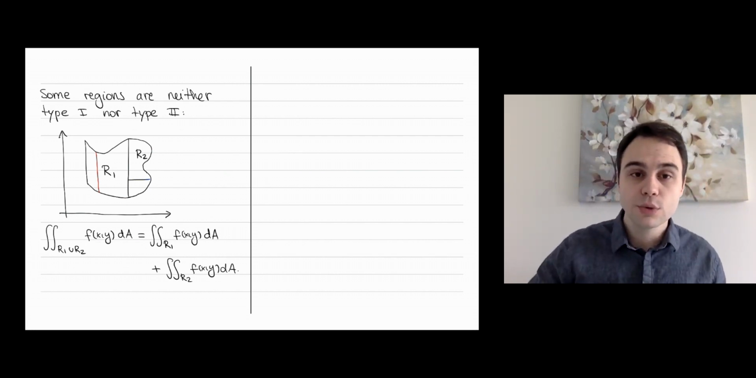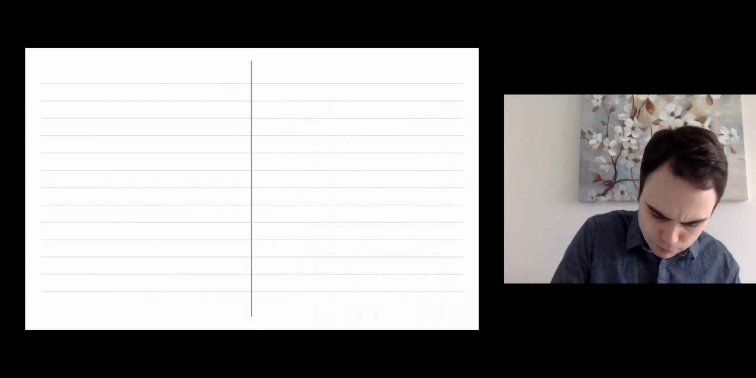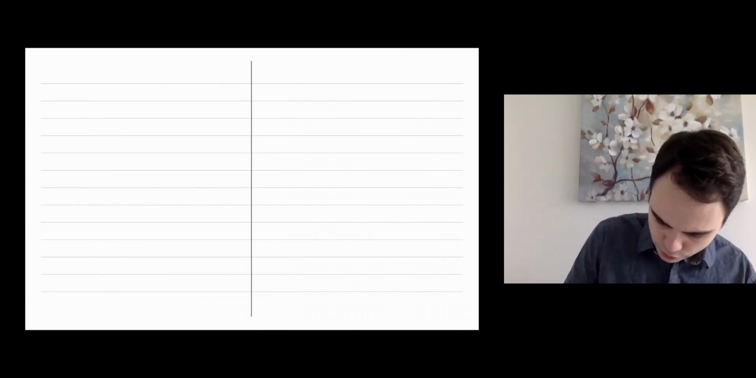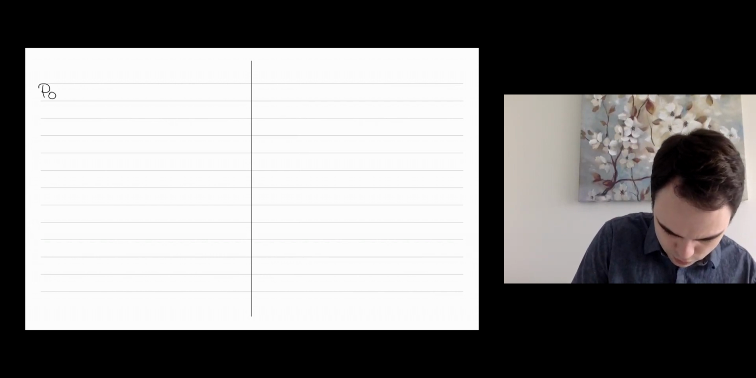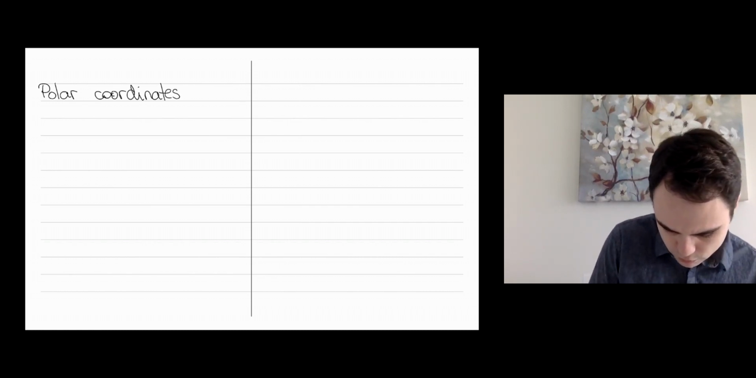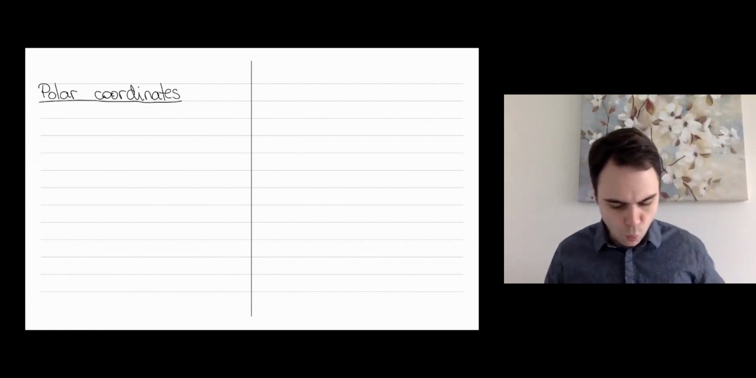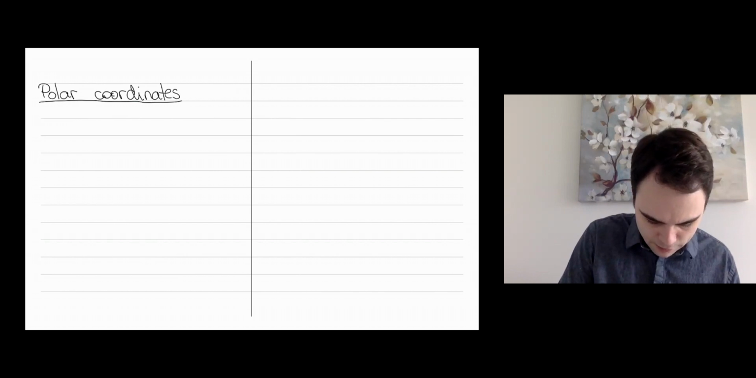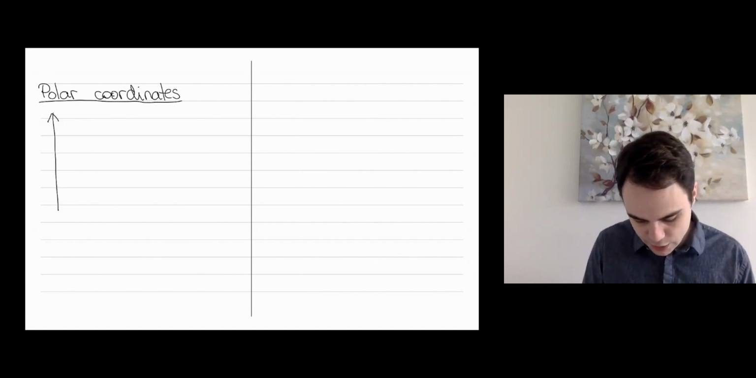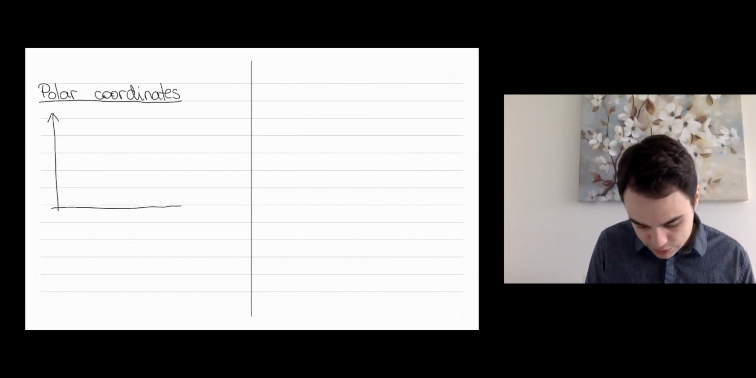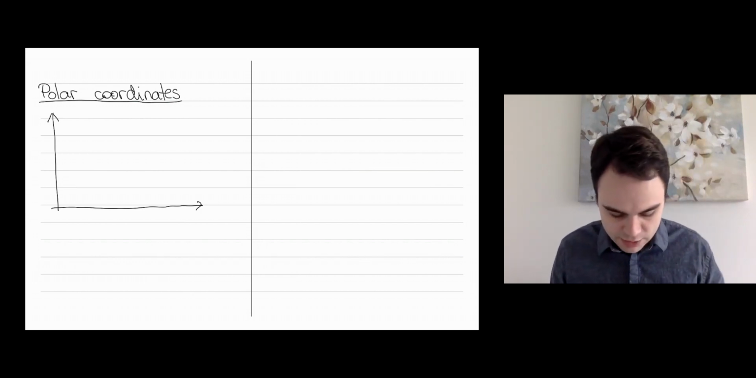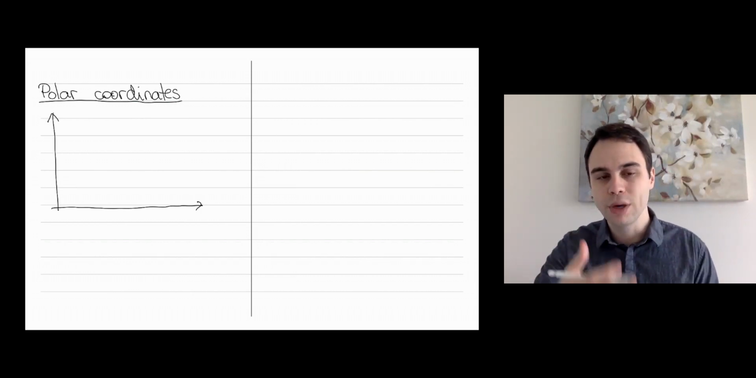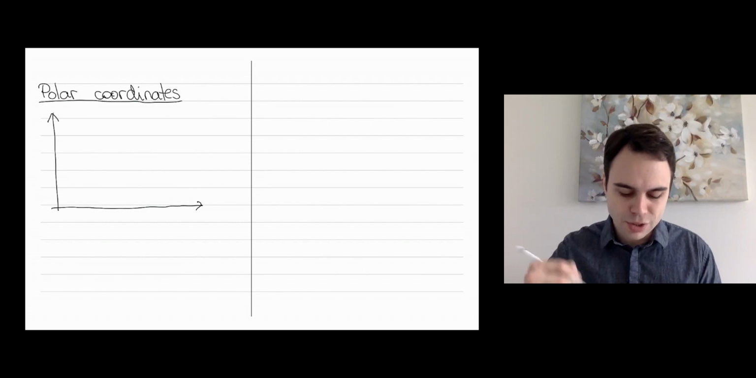Let's now move on to polar coordinates. So here's the story. First of all, what are coordinates in the plane? Coordinates are pairs of numbers that we attach to points in the plane that we use to describe those points.